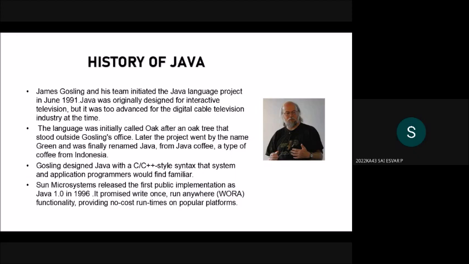Gosling designed Java with C and C++ style syntax that system and application programmers would find familiar. Sun Microsystems released the first public implementation as Java 1.0 in 1996. It promised "write once, run anywhere," providing no-cost runtimes on popular platforms.